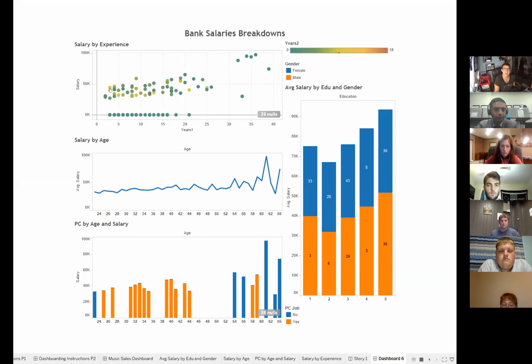So yes, this first one we have here is salary by experience, and it's actually broken down. I should have relabeled it, but years one down here is years of experience in this particular bank. And then we've also got a heat map going. So you can see over here, green is 0 years of experience in an outside banking institution, going up to orange and red is more years.